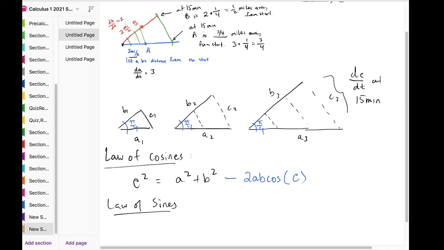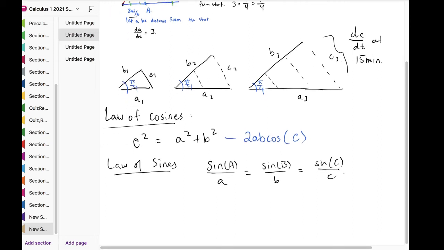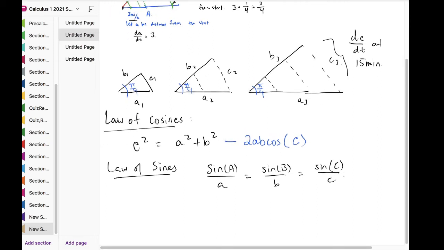Just the ratios are the same. Sine of A over a is equal to sine of B over b is equal to sine of C over c. But we don't have enough information for law of sines. But we know everything for law of cosines, right? We have b, we have a, and we have the angle. So the only thing we don't know and that we want to know is the c term.